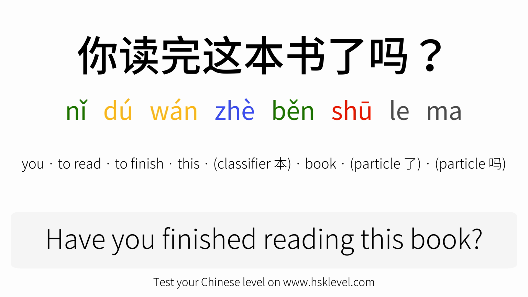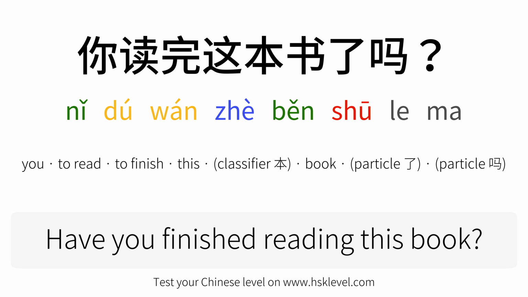The third chunk is wan, which is a very important word in this sentence. It is called a resultative complement, which means it modifies the verb to indicate the result or outcome of the action. In this case, wan means to finish or to complete, so duwan means to finish reading.